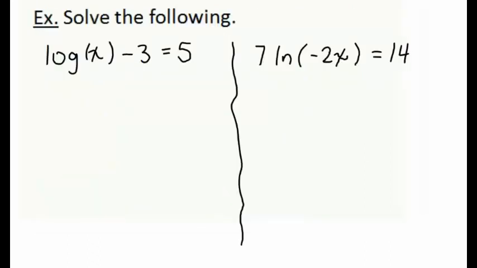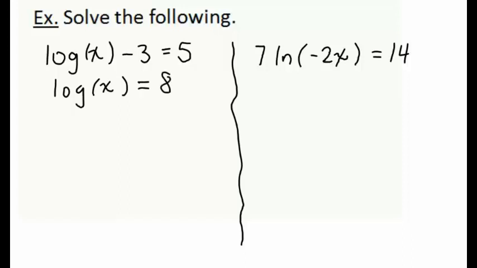Let's begin by solving the following two equations. I'm going to start on the left with log base 10 of x minus 3 equals 5. Our first goal, if we have only one logarithmic expression, is to isolate that on one side of our equal sign. So our first step here is to remove the negative 3 from the left side by adding 3 to both sides. So if we add 3, we should get log base 10 of x is equal to 8.